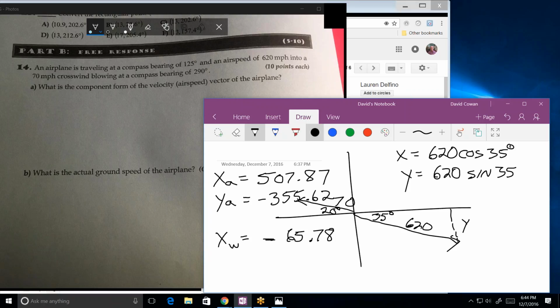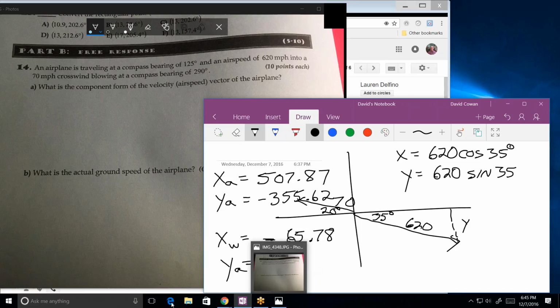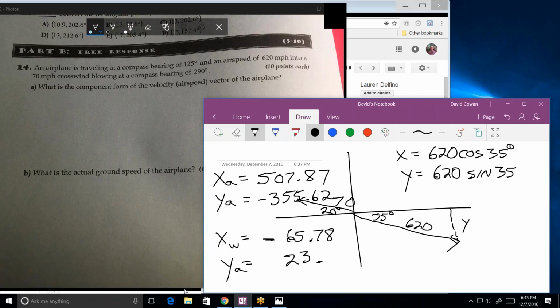And the vertical. Okay, one sec. Vertical. Wait, does that have to be negative? Oh, yeah. Oopsies. No, it's going to be positive. That wind has a northerly bearing on it. And the other one is 23.94. Okay. So now we've broken up both vectors into their x and y components.